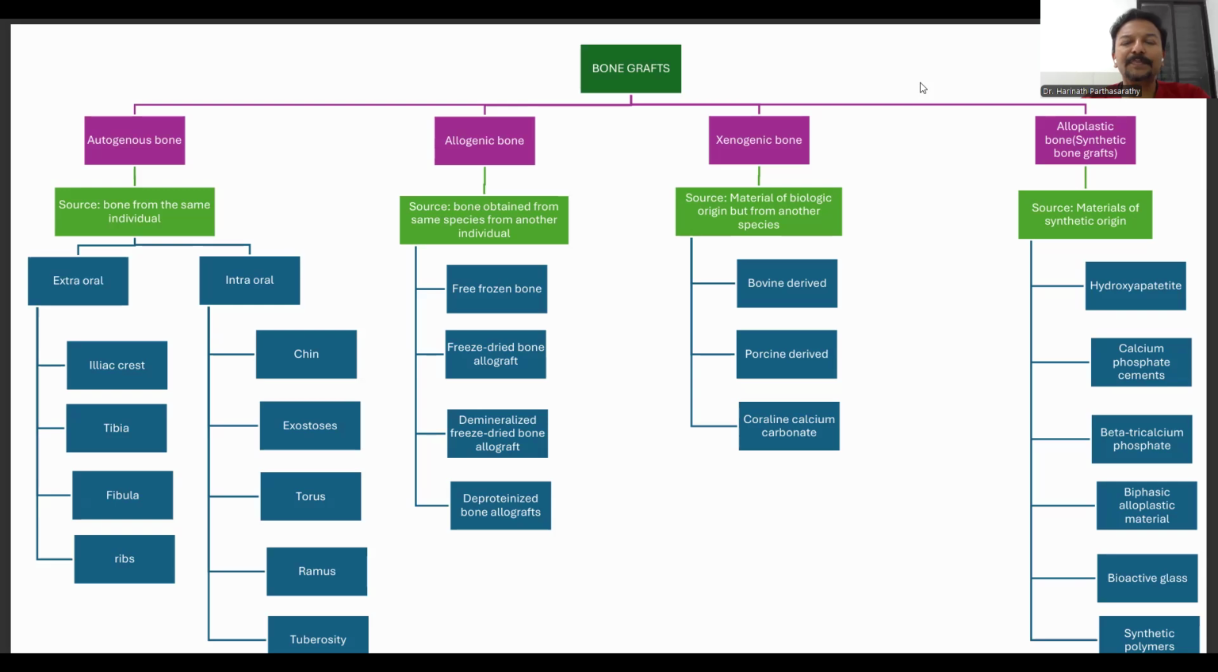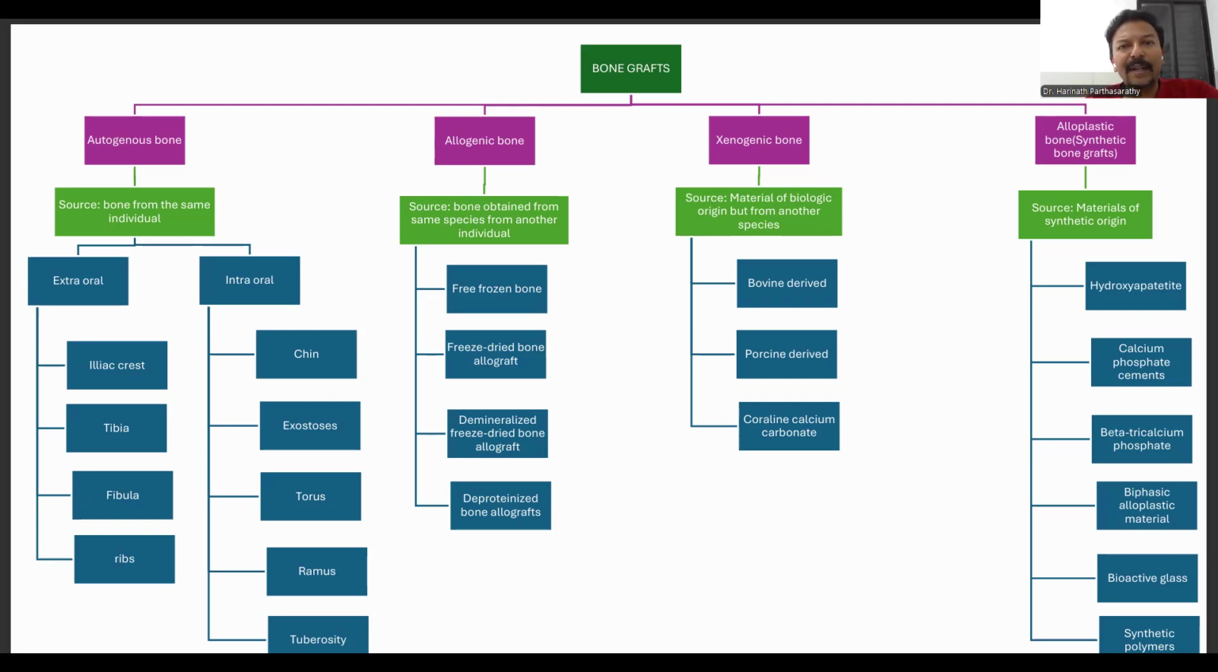So bone grafts can be broadly classified based on the source as autogenous bone grafts, allogenic bone grafts, xenogenic bone grafts, and synthetic bone grafts. So what is this autogenous bone graft?